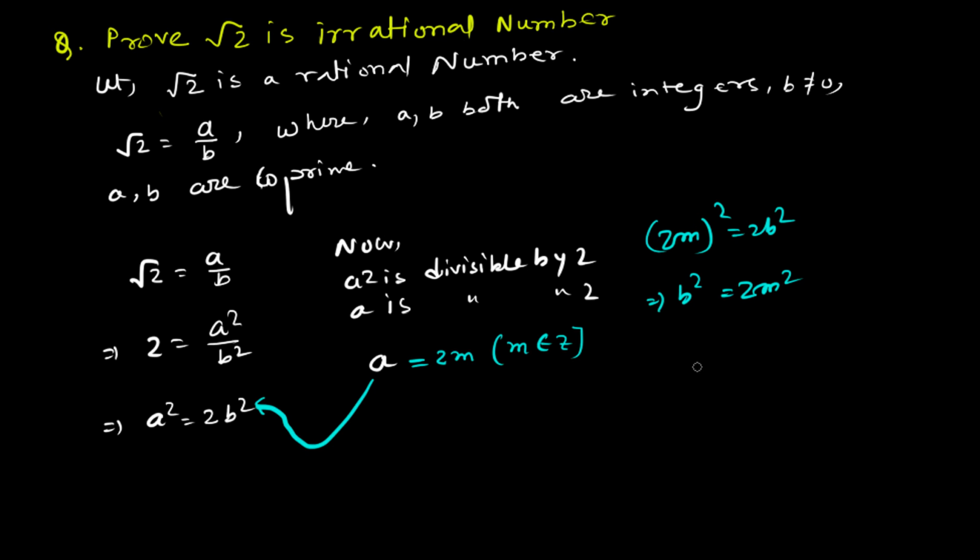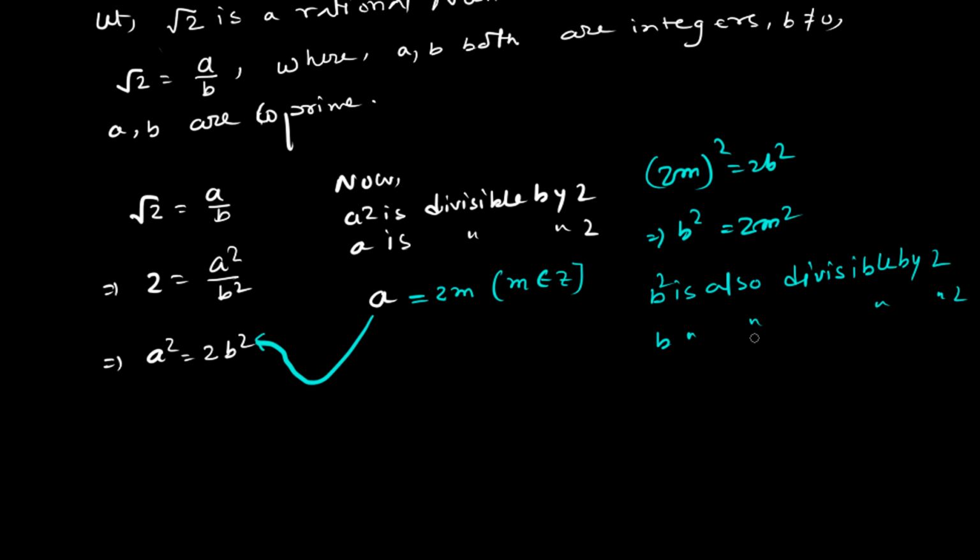Now what happens? If b square equals 2m square, that means b square is also divisible by 2, then b is also divisible by 2. So we can see as per our calculation that a is divisible by 2, b is divisible by 2, but it's in contradiction.